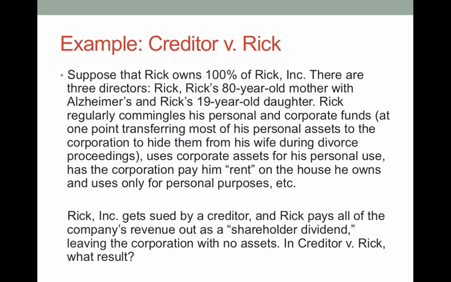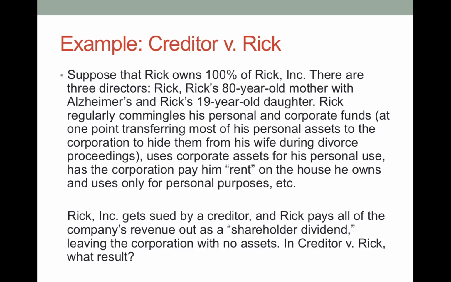Now Rick gets sued by a creditor, and Rick, anticipating the judgment against him, pays out all of the company's revenue as, let's say, a shareholder dividend. To who? Well, there's only one shareholder. That's Rick. So the corporation has no assets. In the lawsuit, creditor versus Rick, what result? A court is very likely to pierce the corporate veil, to say that there is a lack of separateness between Rick and the corporation, because there's no effective oversight with the mother with Alzheimer's and the 19-year-old daughter.